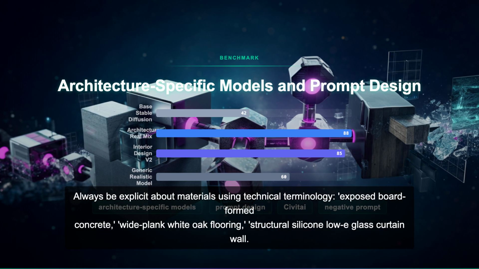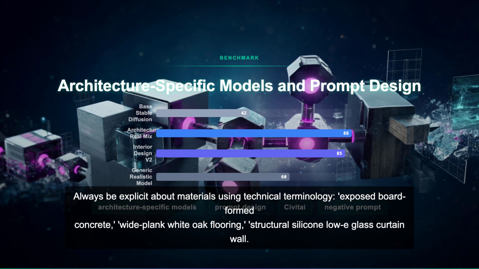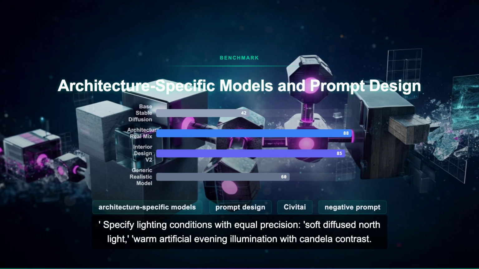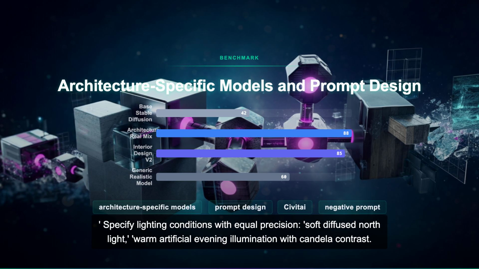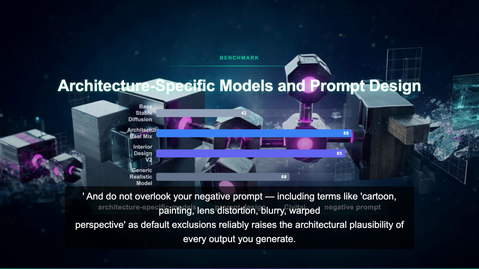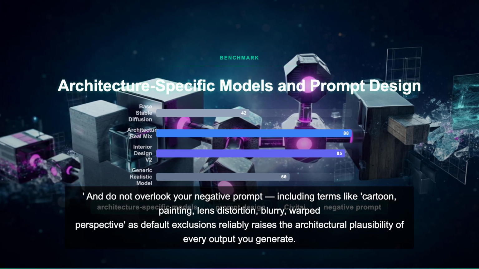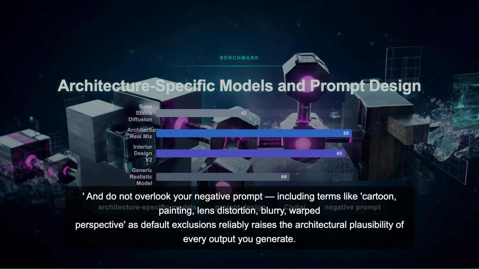Always be explicit about materials using technical terminology: exposed board-formed concrete, wide plank white oak flooring, structural silicone low-E glass curtain wall. Specify lighting conditions with equal precision: soft diffused north light, warm artificial evening illumination with candela contrast. And do not overlook your negative prompt. Including terms like cartoon, painting, lens distortion, blurry, warped perspective as default exclusions reliably raises the architectural plausibility of every output you generate.